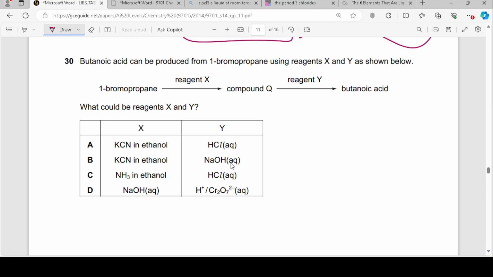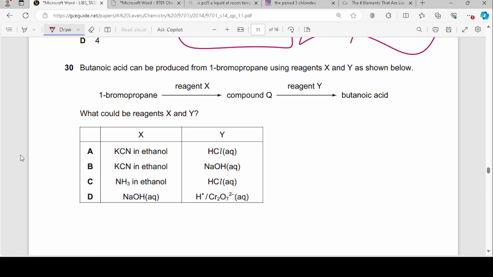Butanoic acid can be produced from 1-bromopropane using reagents X and Y as shown below. So what could be reagents X and Y? So let me just draw out 1-bromopropane, which is this skeletal structure. And then as for butanoic acid, this is the skeletal structure.